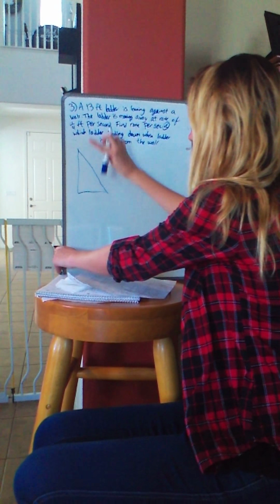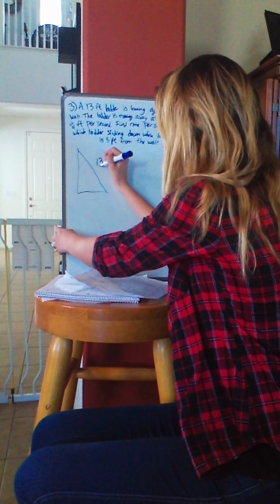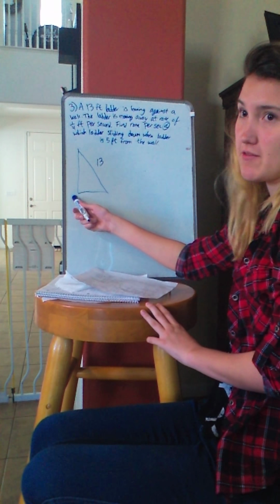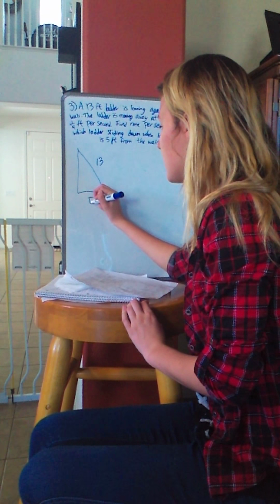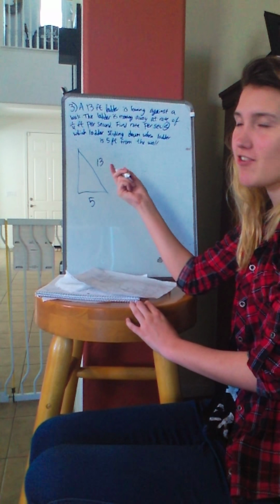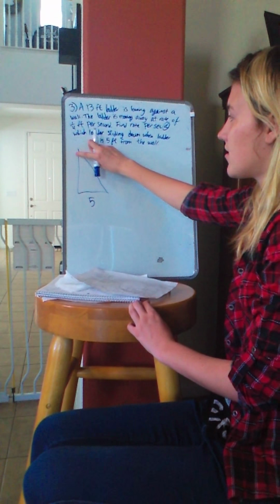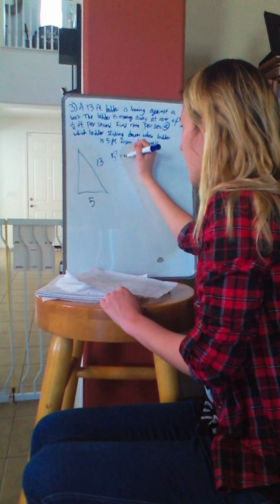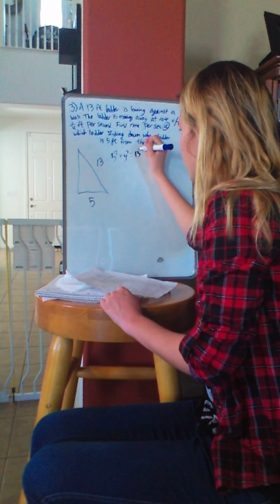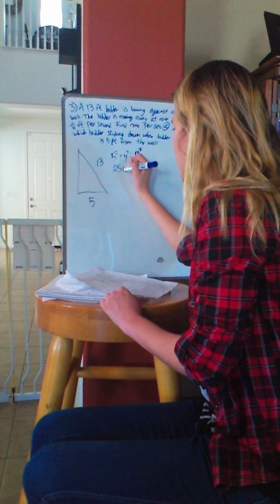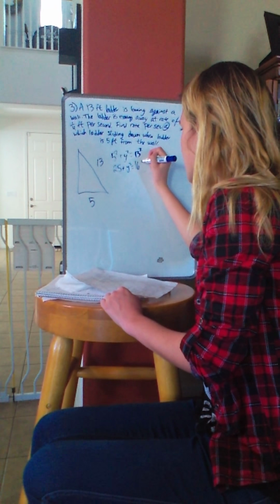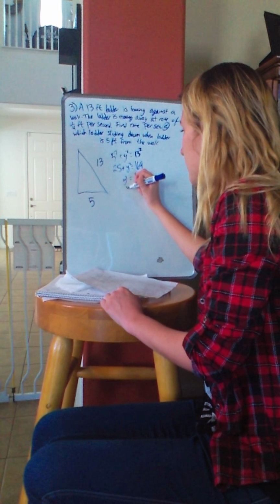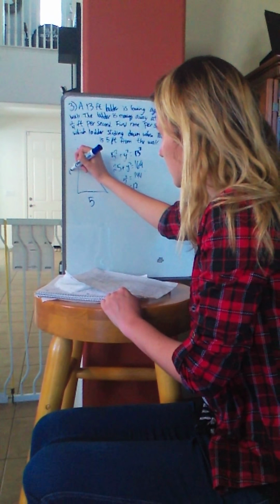So this is the ladder itself, which is 13 feet. And then the ladder is 5 feet away from the wall, and there's the wall. So it's going to be 5. Then you're going to have to use the Pythagorean theorem to figure out the length of the wall. So 5 squared plus y squared equals 13 squared, which would be 25 plus y squared equals 169. Subtract 25, that would be 144, so y squared equals 144, and y will equal 12. This is 12.